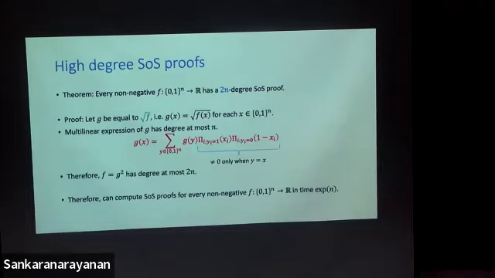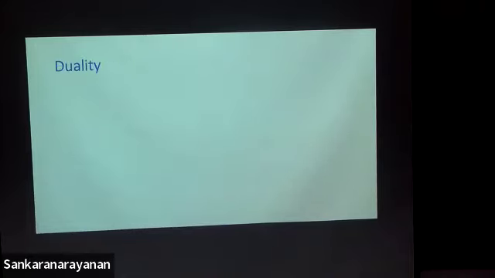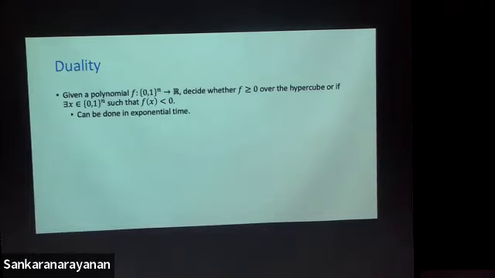Okay. So in general, the summary of this slide is that every polynomial over the hypercube has a degree 2n SOS proof. Therefore, in exponential time, you can compute non-negativity. Right. But again, in polynomial time, we want efficient algorithms, right?